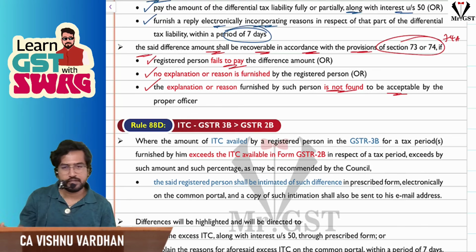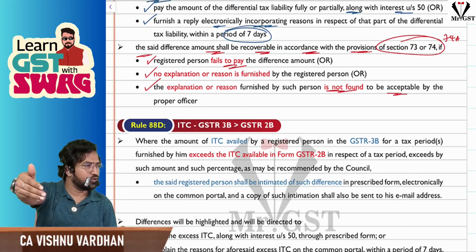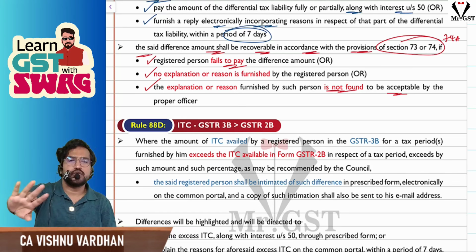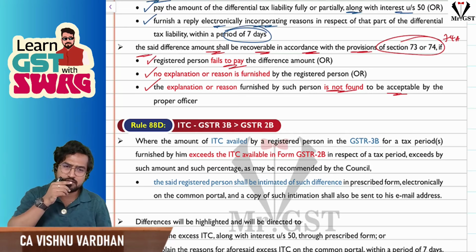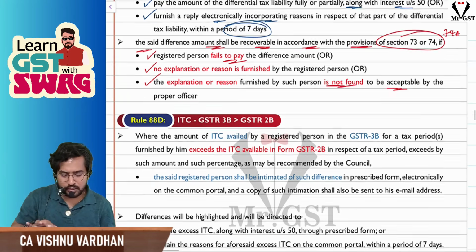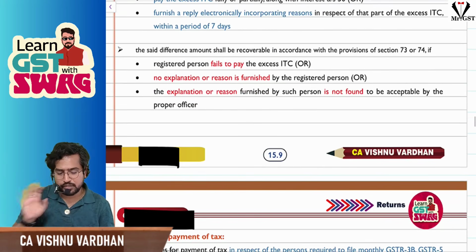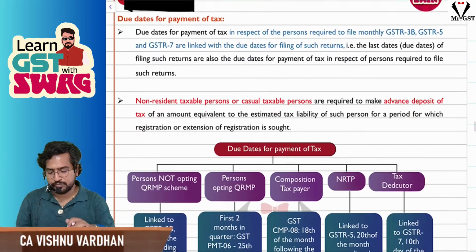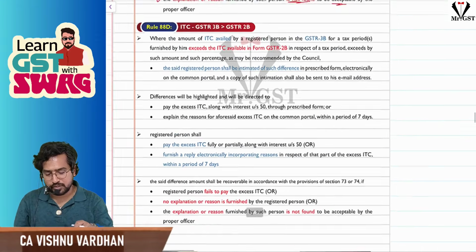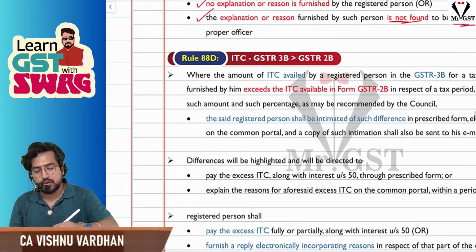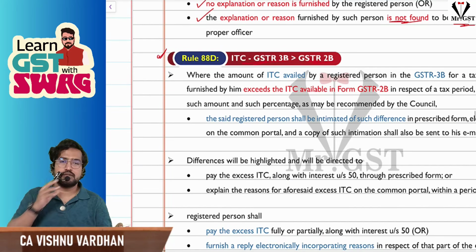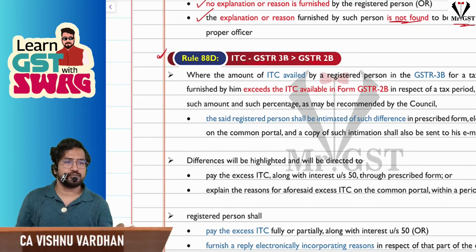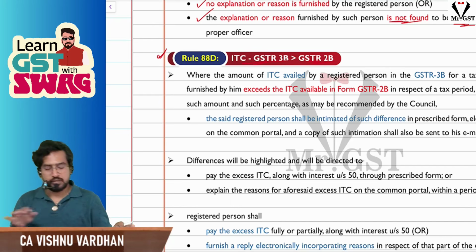Same for rule 88D also. Same ditto. He will give you the notice, ask for your explanation, and you give the explanation, or make the payment along with interest. If satisfied, happy; if not satisfied, unhappy, recovery proceedings. Ditto same story. Okay, this one is 88D. The only difference is, sir, here the ITC claimed in 3B is greater than in 2B. Shall we move on? Understood?